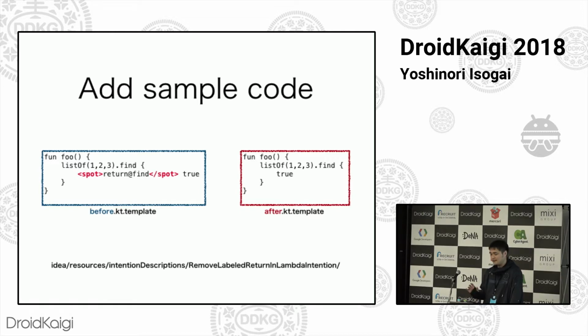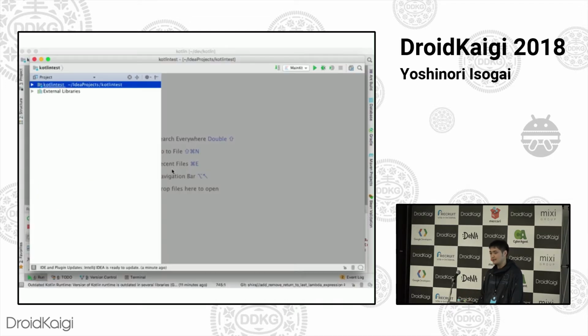And if you have a good eye, you may already have noticed that there is a spot tag in the before.kt.template file. This will highlight the code. We can add a spot tag to the after.kt.template file as well. In the next movie, I will show what the description file does and what before.kt.template and after.kt.template do.